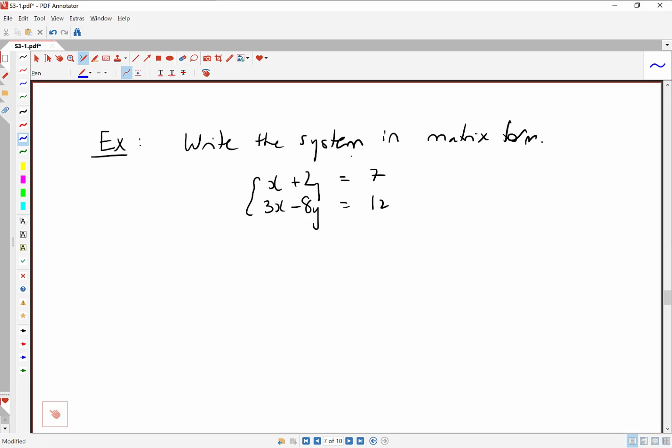So let's do a quick example here. Let's write the system in matrix form. When we say in matrix form, we mean we want it to have the form Ax = b. A represents the coefficients for our system. So 1, 2, 3, -8. x is the vector of variables, and it's always written in a column so that it can multiply with the matrix A. And then you have your vector of constants on the right side, always written as a column so that its size is the same as the size of what we have on the left side.